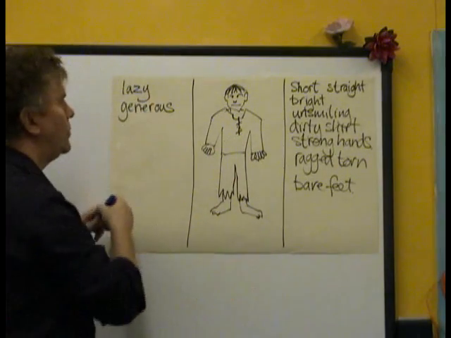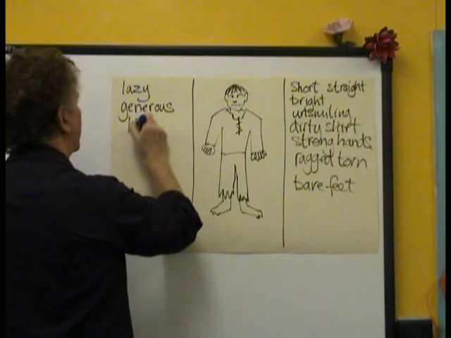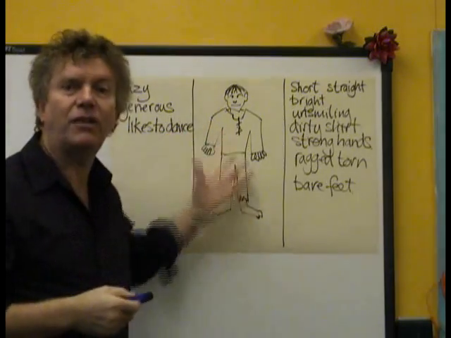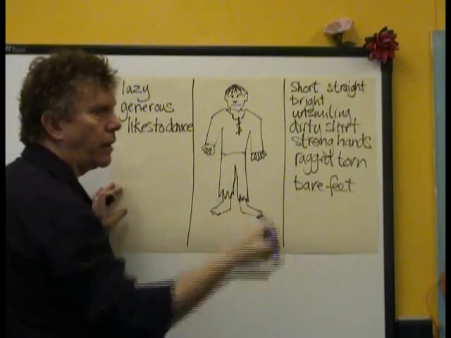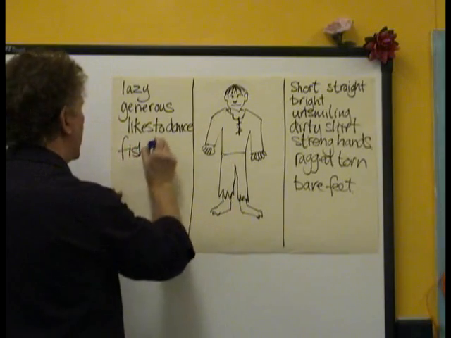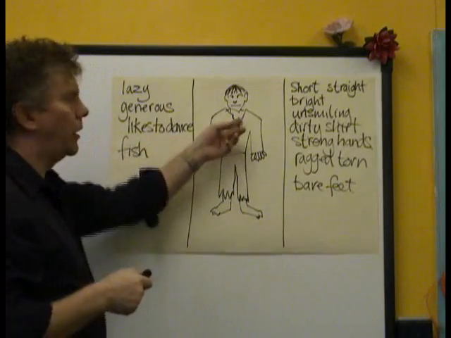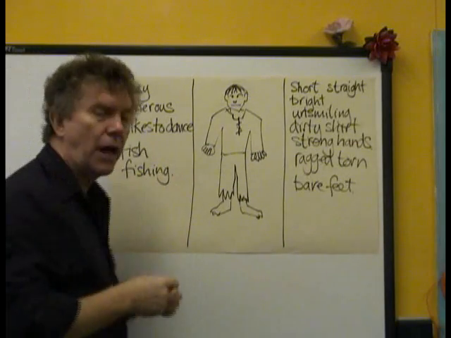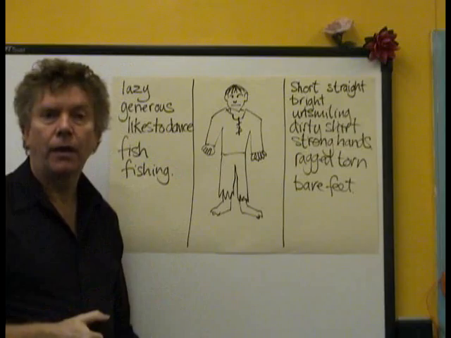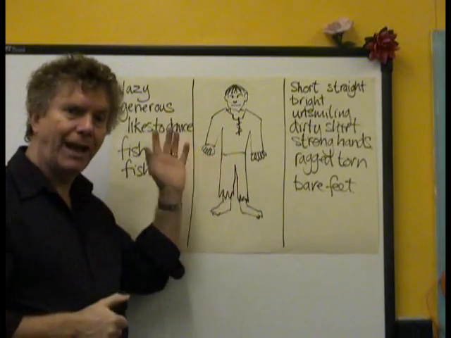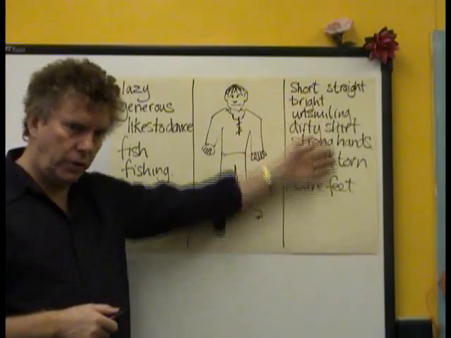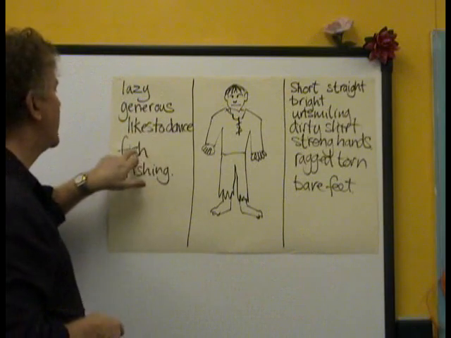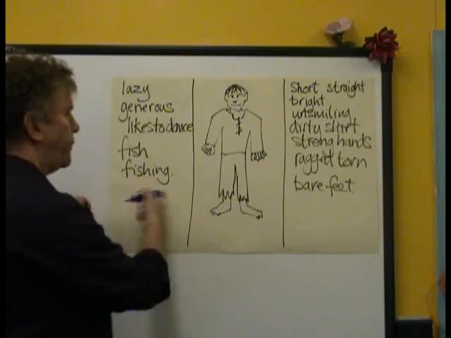So here he is, lazy, generous, likes to dance. Something that you wouldn't be able to see on the outside and you wouldn't expect. What kind of food does he like? He likes to eat fish. Okay? And how does he get the fish? Because he likes to go fishing. Remember, this doesn't have to be a reworking of Shakespeare. Top and bottom of it is, you're trying to generate a character in a short space of time, not too many notes, but notes that can be used. So here's lazy, generous, likes to dance, likes eating fish, likes going fishing.